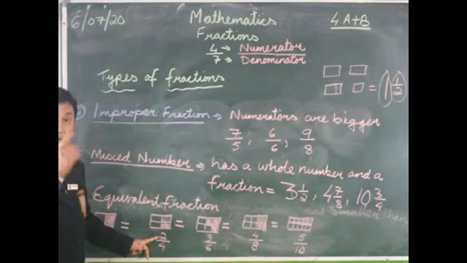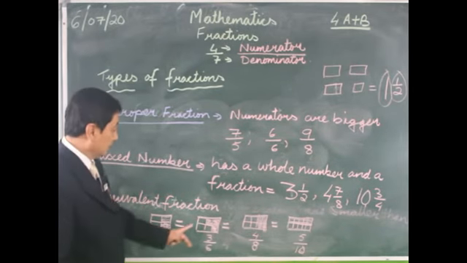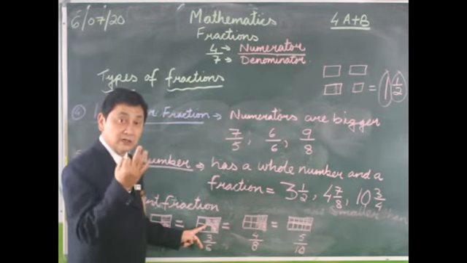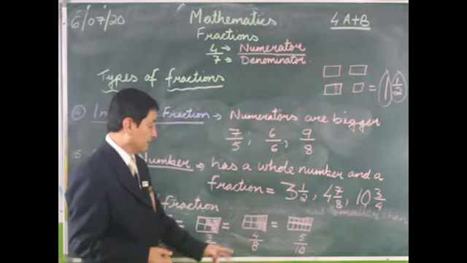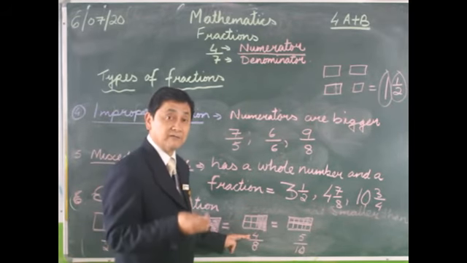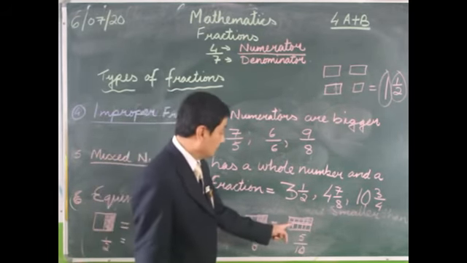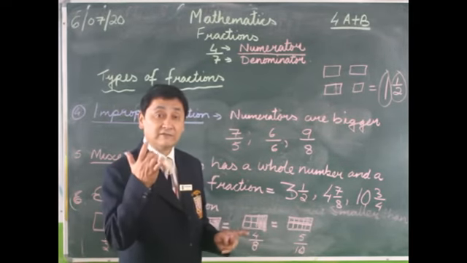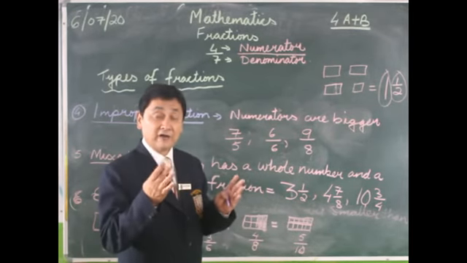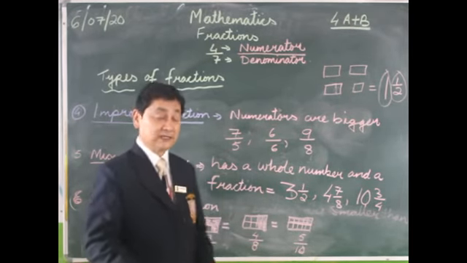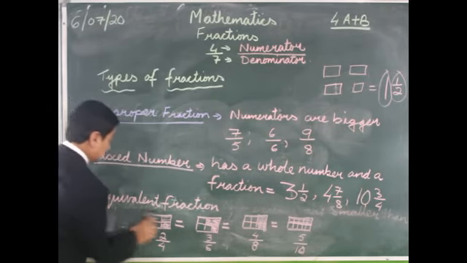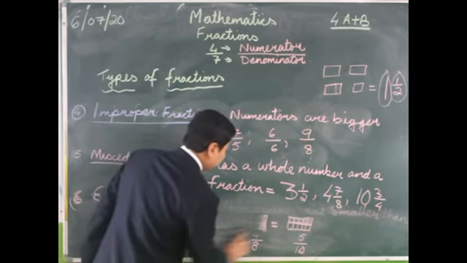Out of 4 parts, when you eat 2, it is half. Out of 6 parts, when you eat 3, you have eaten half. Out of 8 parts, you have eaten 4, means you have eaten half. Out of 10 parts, if you have eaten 5, means you have eaten half. So these are known as equivalent fractions. Okay, I hope you have understood.